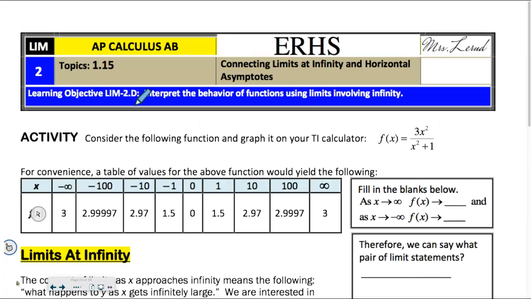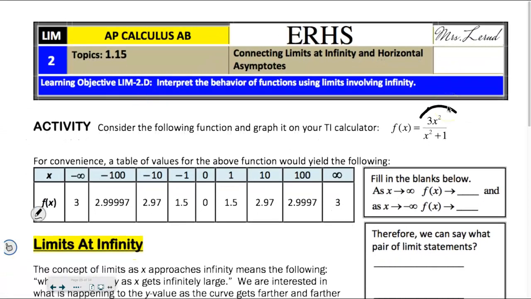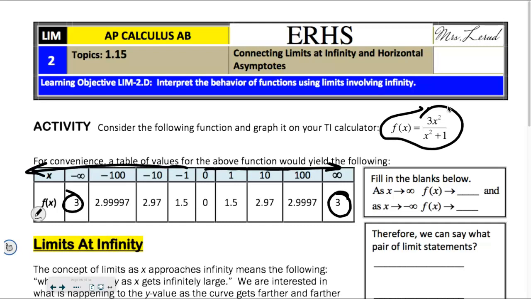So the next topic in 1.15 deals with the other things with infinity and asymptotes. I have this function right here graphed. Here's tabularly what's happening, a screenshot of what a table on a calculator would look like. And it appears that as I go to infinity, or forever to the right, my y values are settling at 3. And when I go forever to the left, my y values appear to be settling at 3.